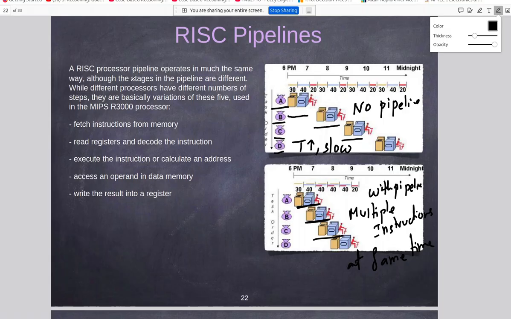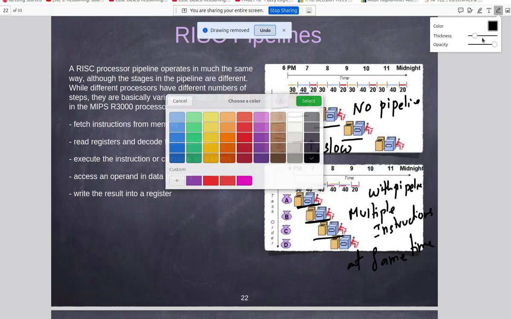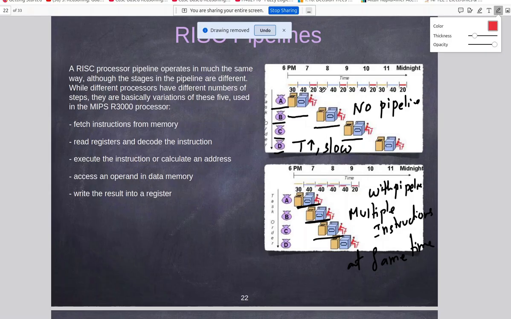Now you see here they have given some explanation: a RISC processor operates in the same way, but the pipelines are different. I already told you, there is a 5-stage pipeline, and sometimes a 3-stage pipeline. Whatever I have told you till now is 3-stage, but we even have a 5-stage pipeline. All those stages are different. Different processors will have different numbers of steps. Sometimes it will have 5. The MIPS R3000 processor has a 5-stage pipeline.